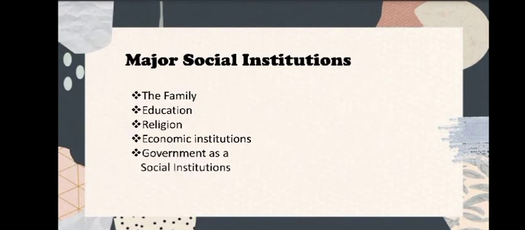So, what are those major social institutions? We have the family, education, religion, economic institutions, and government as social institutions. Actually, the main focus of our presentation should be education as our social institution, but we are going to discuss also the other four major social institutions.